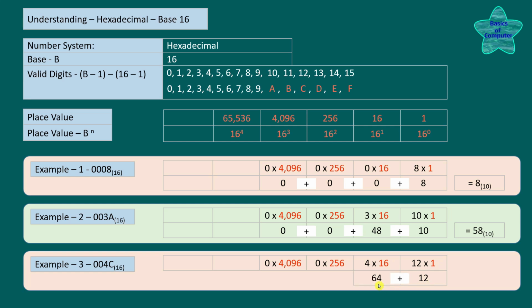16 fours are 64. Plus 0, plus 0. Nothing in front of this. So 64 plus 12 would be 76 to the base 10. So 004C to the base 16 is equal to 76 to the base 10.